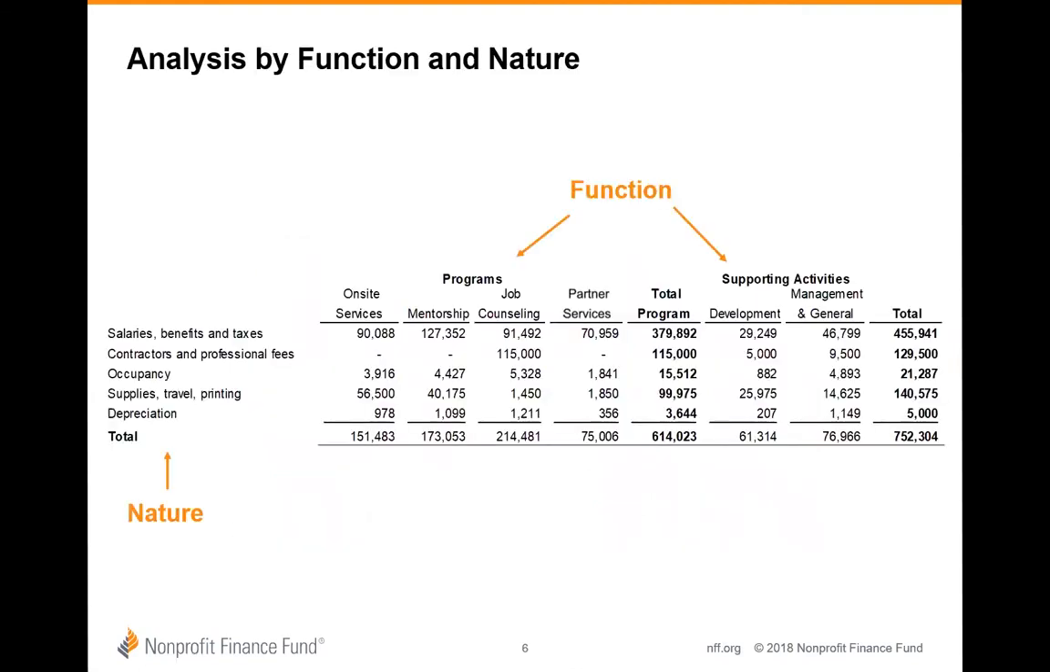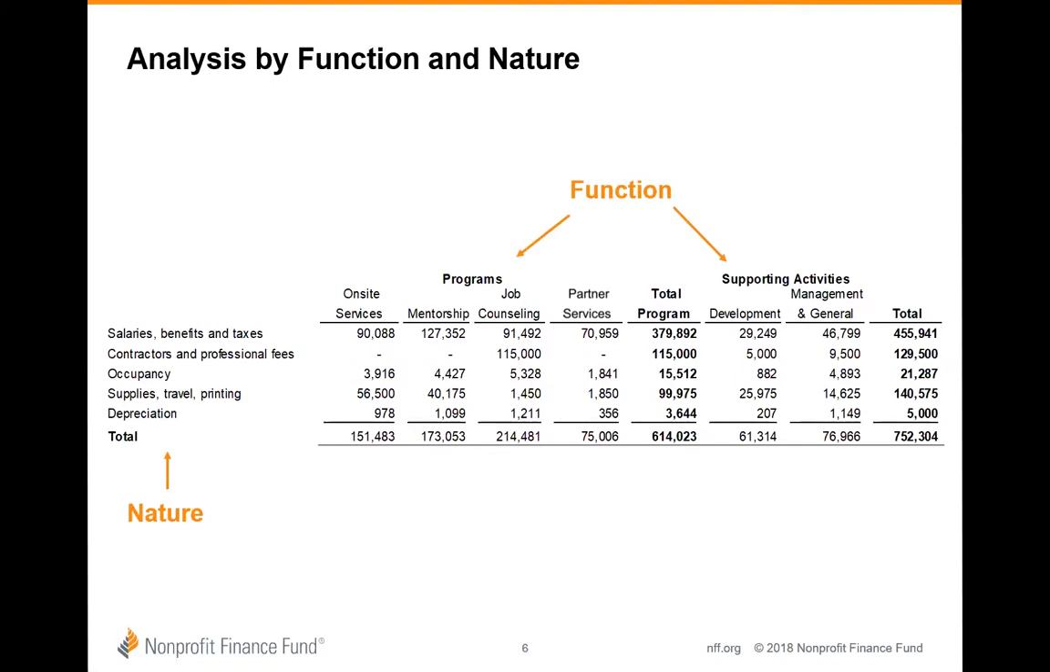The key takeaway here is that nonprofits were previously only required to report expenses by function, which looks at whether an expense functions for programs or admin or development. But now we're also required to provide a natural breakdown of expenses, and that's looking at the nature of the expenses. It's salaries or travel or supplies, etc.